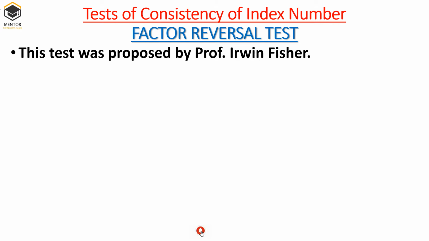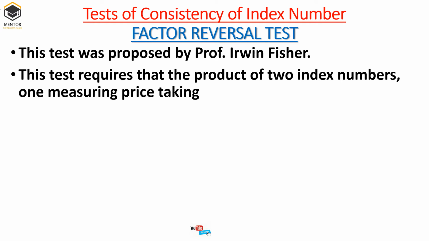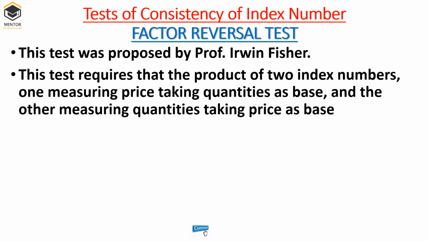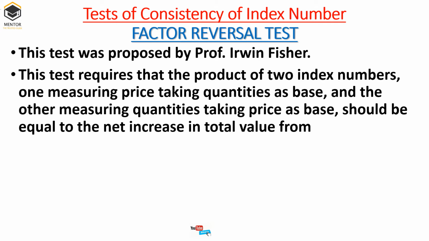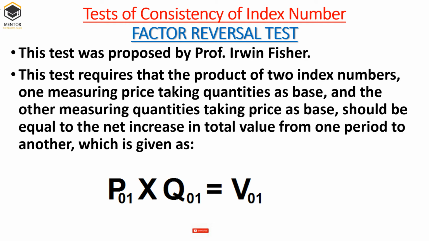This test is also proposed by Irving Fisher. This test requires that the product of two index numbers, one measuring price taking quantities as base and the other measuring quantities taking price as base, should equal the net increase in total value from one period to another, which is given as: P01, the price index of the current year based on the base year, into Q01, the quantity index of the current year based on the base year, is equal to V01, the value index of the current year based on the base year.